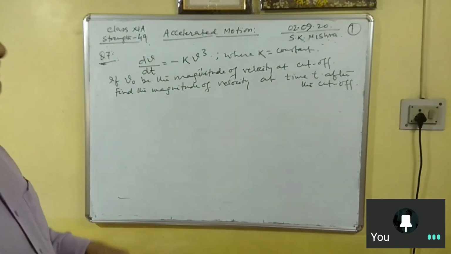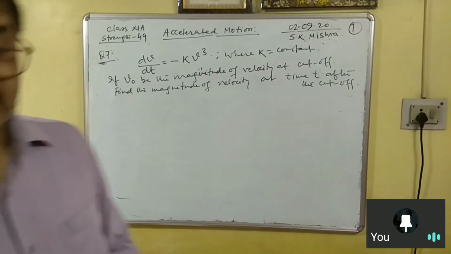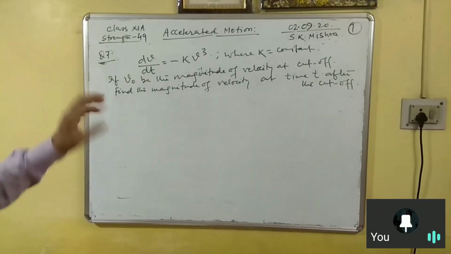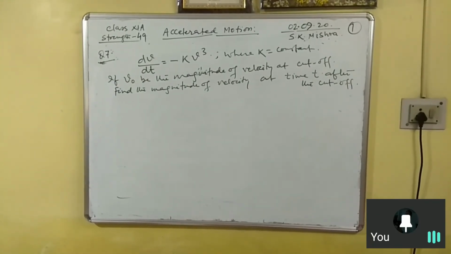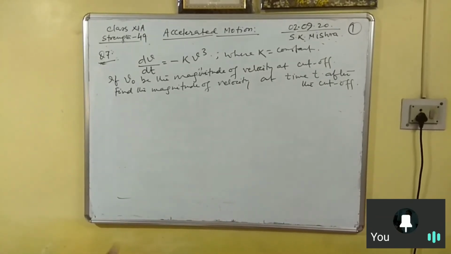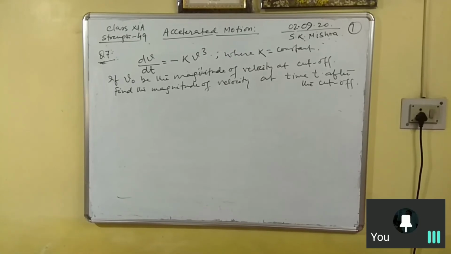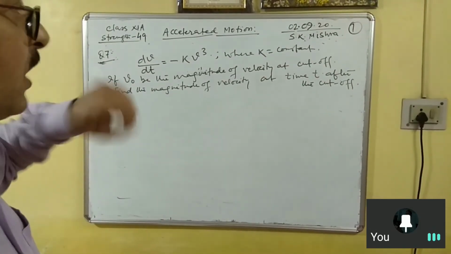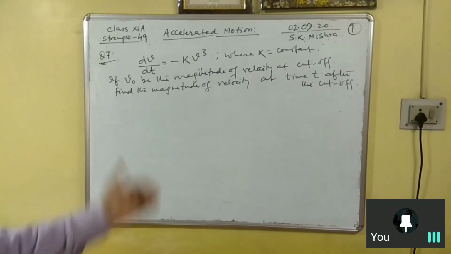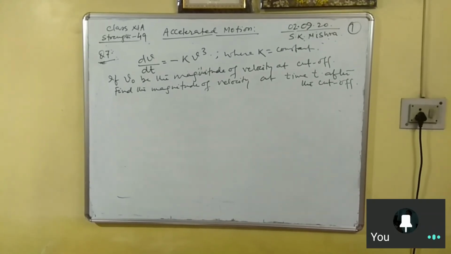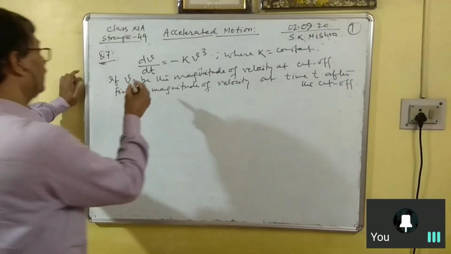One boat is sailing in the river, and after some time the engine is cut off. So what will happen? The boat starts retarding, meaning the speed of the boat starts decreasing. Now the question is, find the magnitude of velocity at time t after the cutoff. The instant you cut off the engine, after a time interval t, what will be its velocity? You have to find the magnitude of that velocity. This is the question.